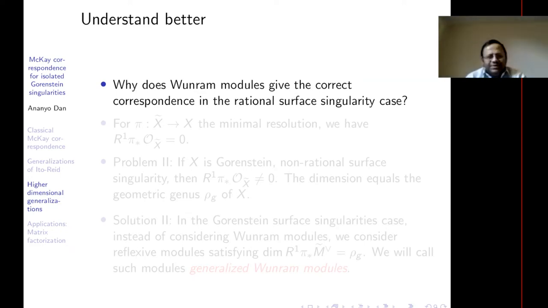So let us try to understand a bit better what is going on. Why do these Wundram modules give us the correct correspondence? Again, if you go back to what I was saying, this whole thing is about descending these short exact sequences from X tilde to X. This is the whole game that you need to play. Now, in the case of a rational surface singularity, it is sufficient to restrict to these Wundram modules, because in this case the R1 pi lower star of the structure sheaf of this minimal resolution vanishes. So this means that if you do the same steps that were done in the rational double point singularities case, for the Wundram modules you will get the correspondence.